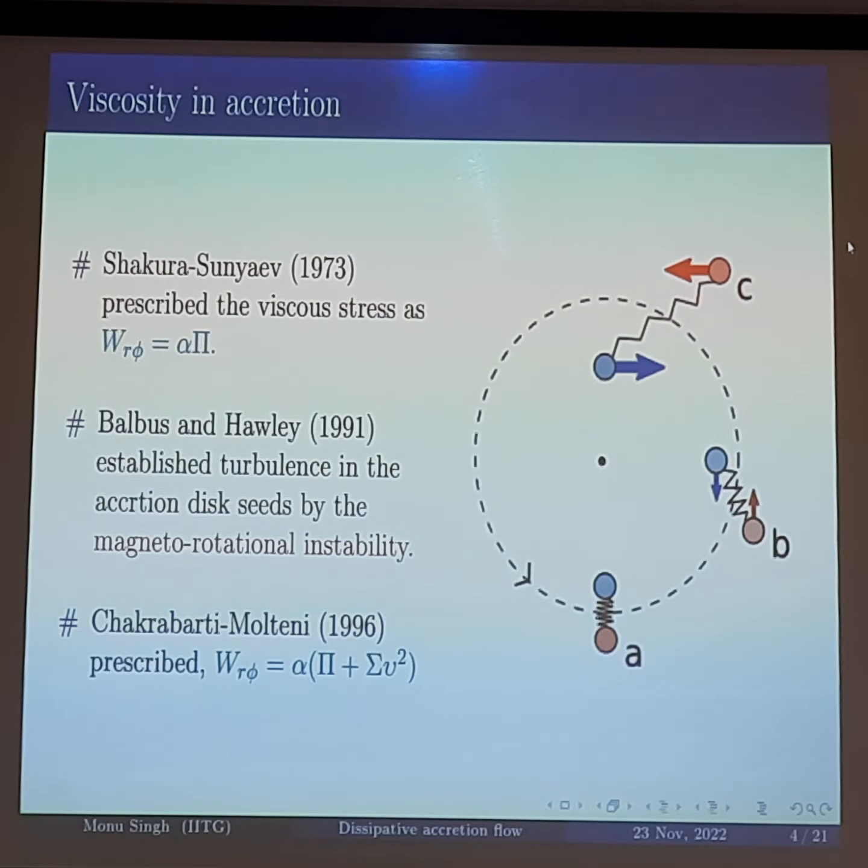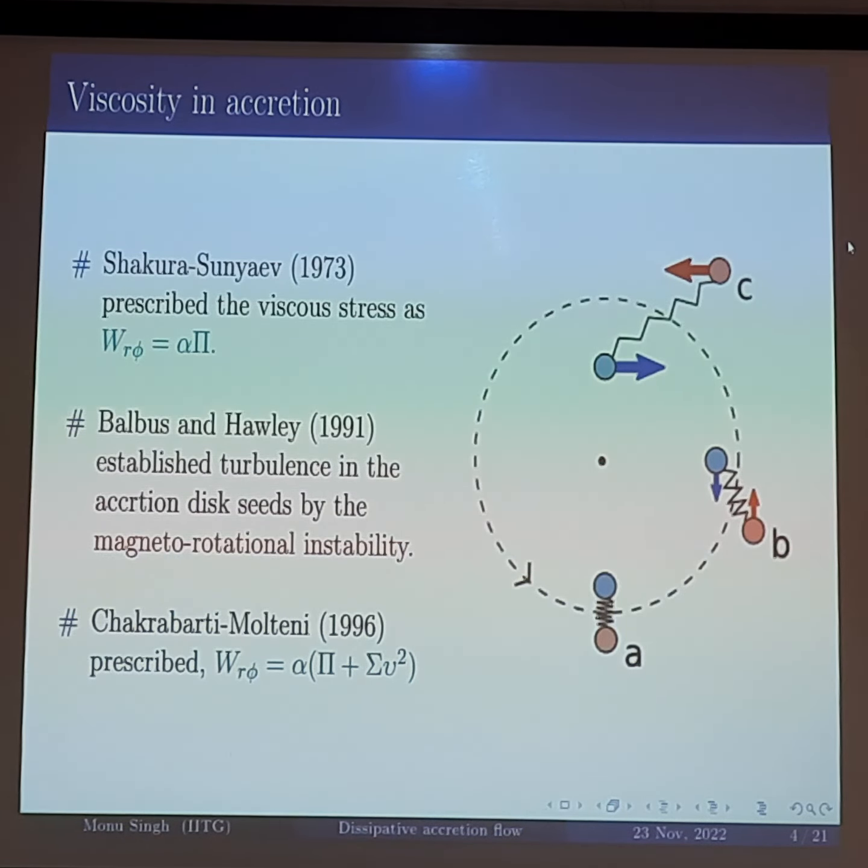So here we are talking about accretion flows. How do we define viscosity here? The journey of understanding the viscous properties of the accretion disk was given by Shakura and Sunyaev. On dimensional grounds, they parameterize the viscous stress in terms of the pressure. The alpha sitting there is the parameter which dictates the amount of viscosity. This prescription was based on the idea of turbulent viscosity.